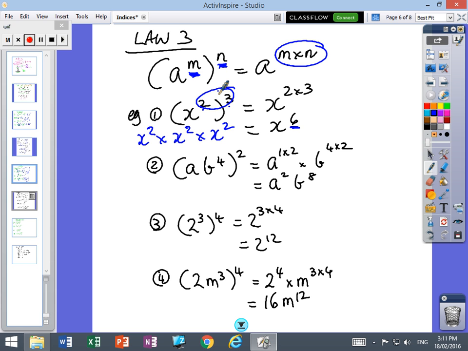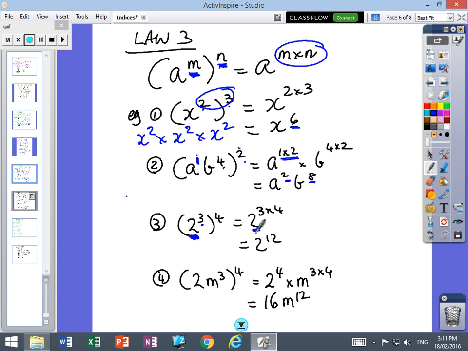Okay, so second example, stick a 1 for the a because it didn't have a power. It does have a power, the power is 1. So 1 times 2 equals 2, 4 times 2 equals 8. So the answer is just a squared b to the 8.